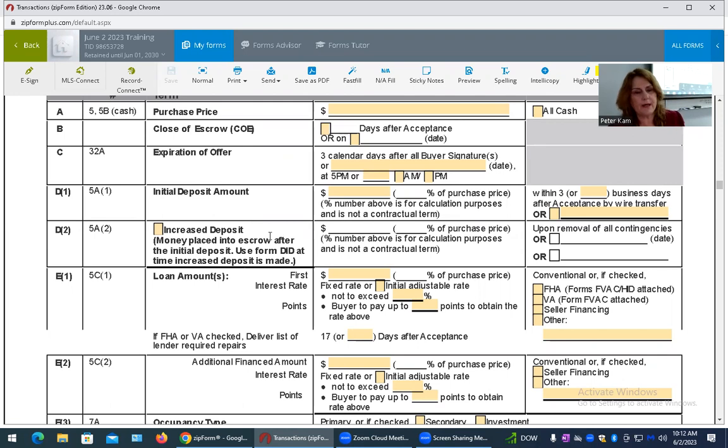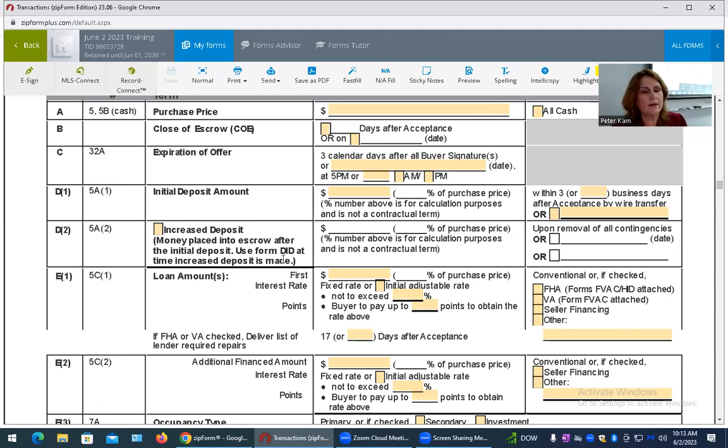Now, increased deposit, normally you're not going to be checking this. Maybe you've put an initial deposit in that's less than 3%, and you need to clear some money out of your stock account, your 401k account. And in case of a 401k, maybe they need an executed purchase offer to give you that money on your house. But anyway, normally you're not going to see an increased deposit on residential. I'll say that. But if you do need to use it, check that box.